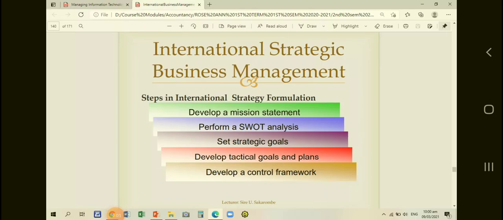International Strategic Business Management: steps in international strategic formulation. First is to develop a mission statement. It is a declaration of what makes the business important. By design, it guides the actions of the employees and draws in customers by creating direction, explaining what the company intends to accomplish.